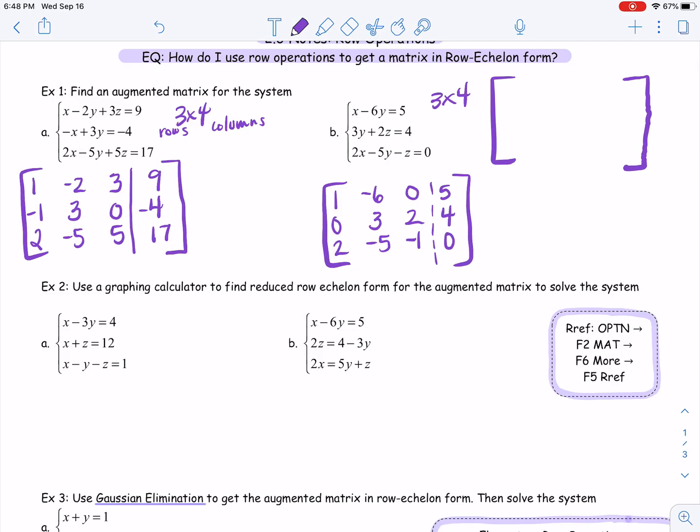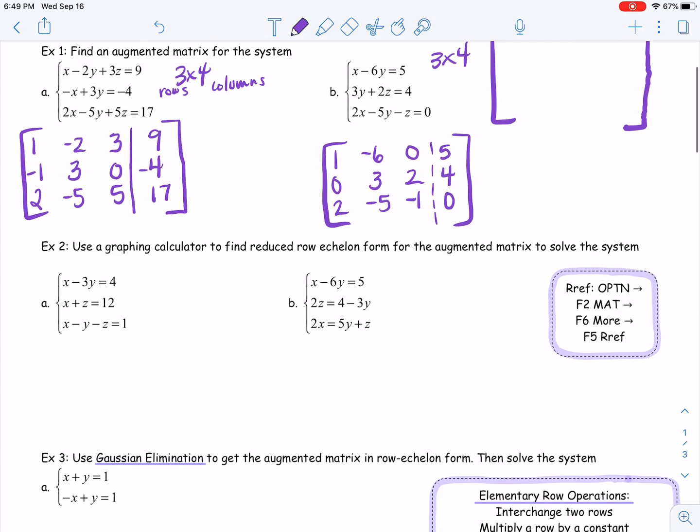Remember, matrices was another way of solving a system. We learned how to graph, substitution, elimination. Now we're going to learn about matrices. So we can do it by hand, and we can also put it in the calculator and let it do the work for us. So in example 2, it says use a graphing calculator to find reduced row echelon form for the augmented matrix to solve the system.